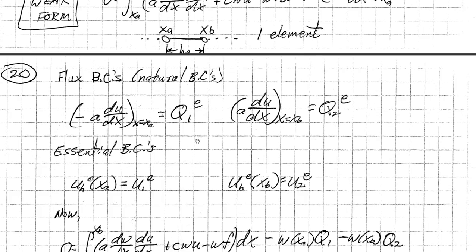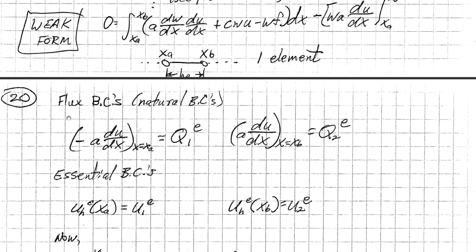So a little bit of notation. We have what's called flux boundary condition. That's defined here. So here's our fluxes on the ends of XA and XB. These are also called natural boundary conditions. So you'll hear me say this quite a bit. Anytime we're talking about a flux on the ends or on the nodal points, this is a natural boundary condition.